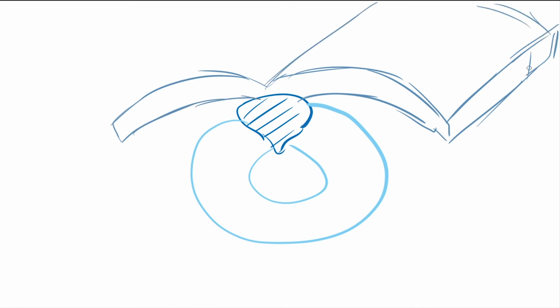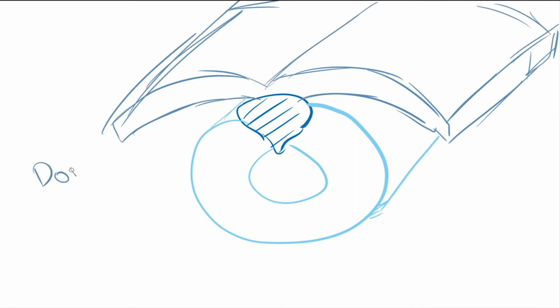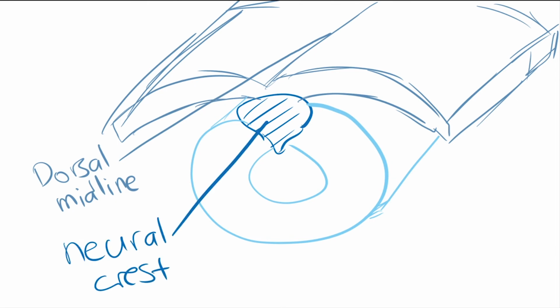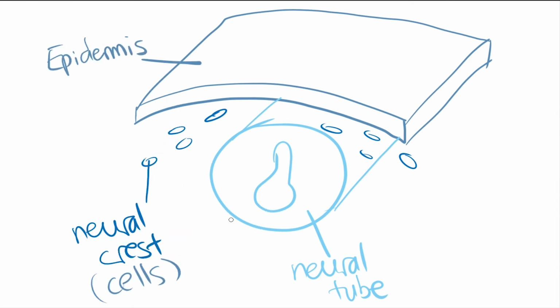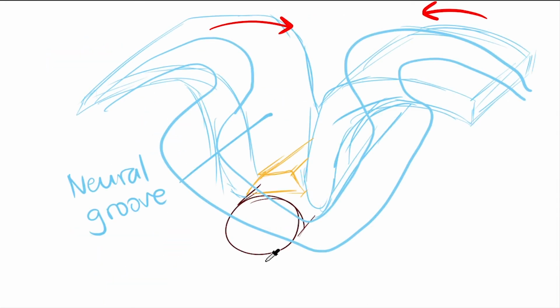Lastly, when the paired neural folds contact across the top of the dorsal midline, the tube closes as the folds fuse with each other, leaving the overlying epidermal ectoderm above them. The cells at the top of the neural tube become neural crest cells, which we'll come back to later. But what are the morphogens responsible for this?